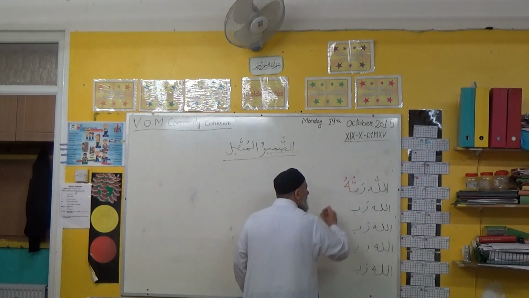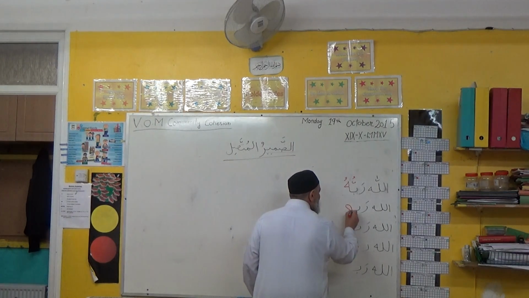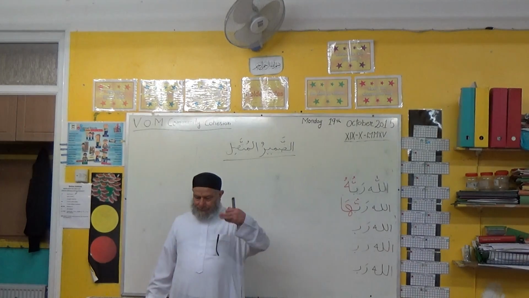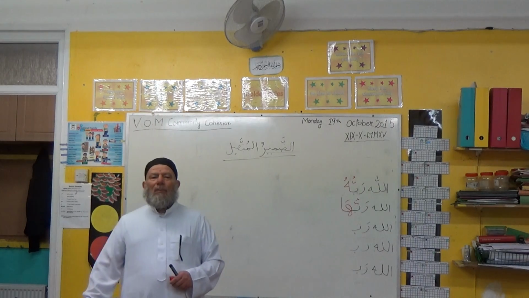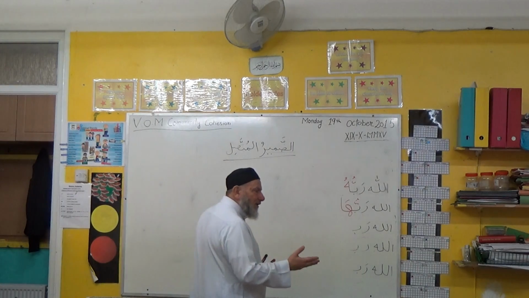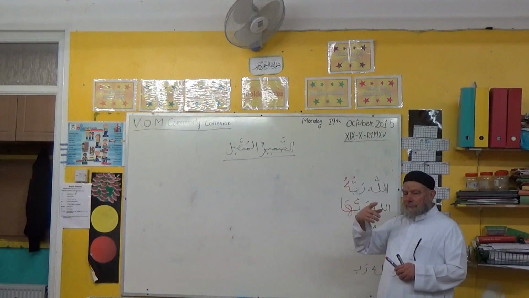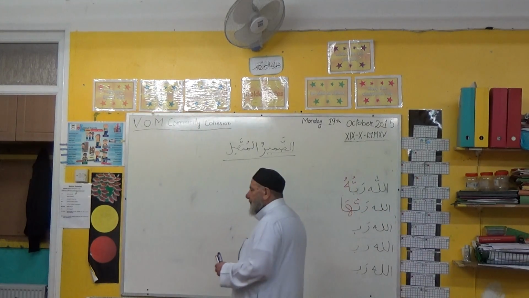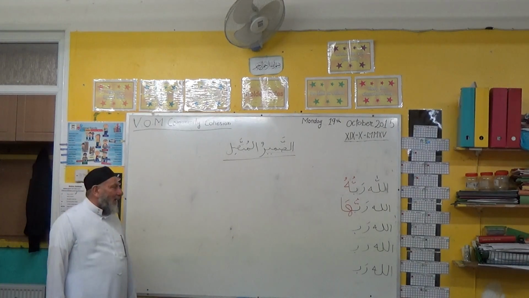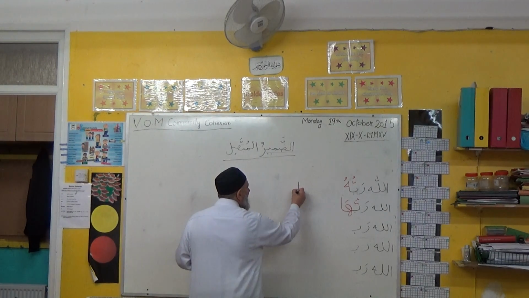Allahu Rabbuhu. And with the mu'annath, I say Allahu Rabbuha. So Allah is His Lord, Allah is her Lord. Allahu Rabbuhu, Allahu Rabbuha.